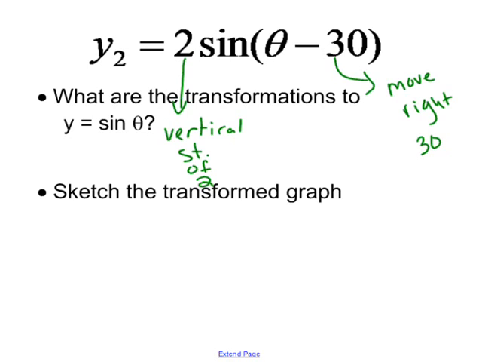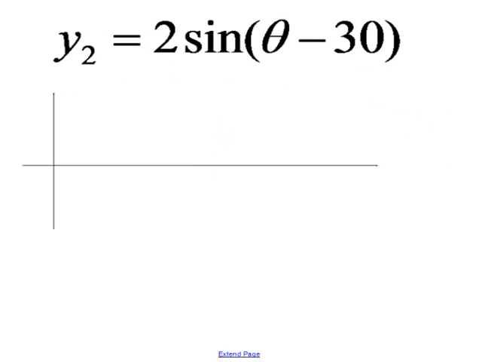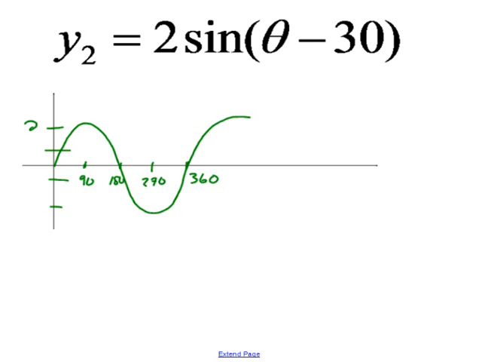Okay, so again, I'm going to take a look at the parent function. I'm actually going to do the transformation function of the 2. So I'm going to go up to 2, down to 2. I'm going to do a little extra. Okay, so some points I needed to know were this is 90, this is 180, 270, and 360. So this is 2 and this is negative 2.